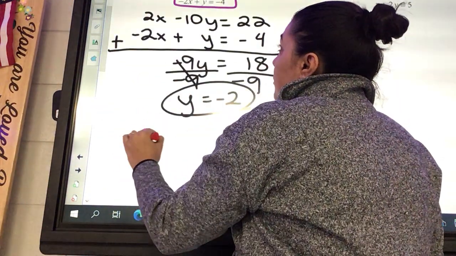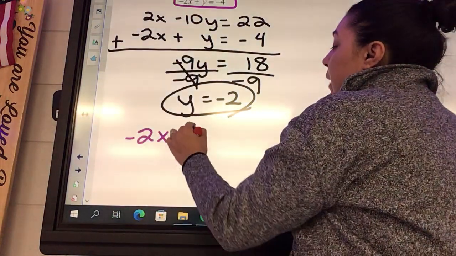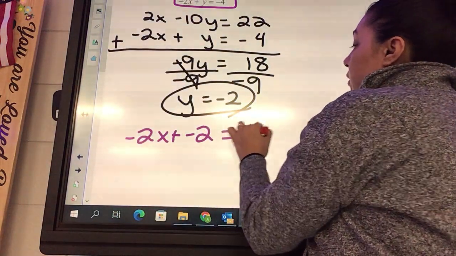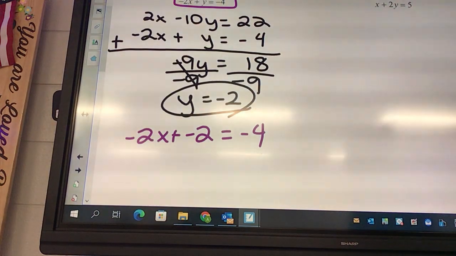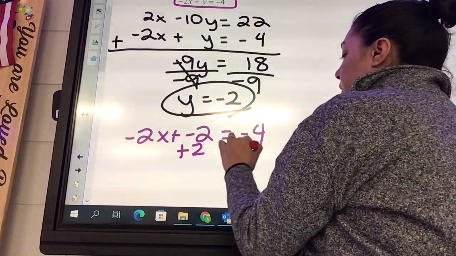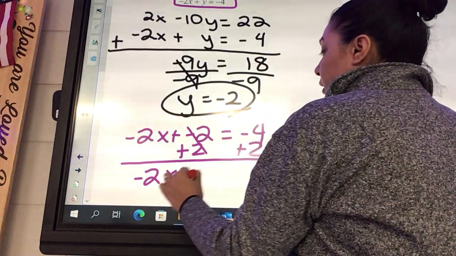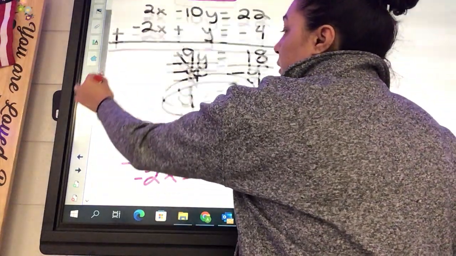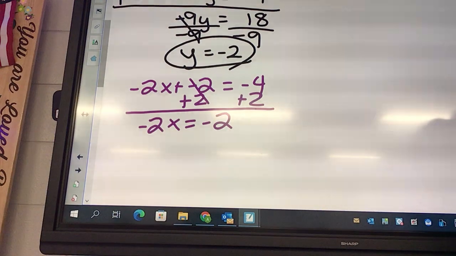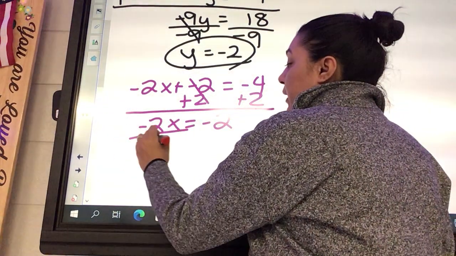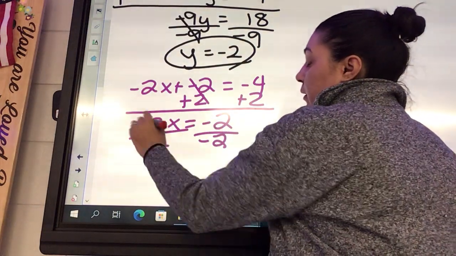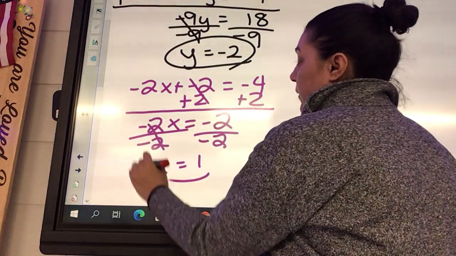We got -2x plus, and my y is -2, equals -4. Okay, and then you're gonna add 2 on both sides. I got -2x equals -2. And then divide by -2. So we get x equals 1.